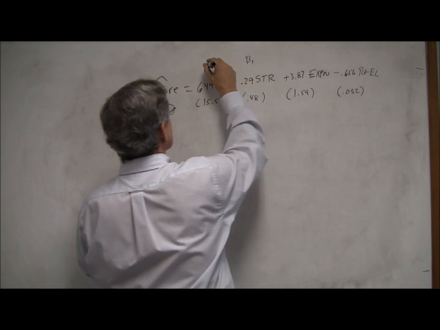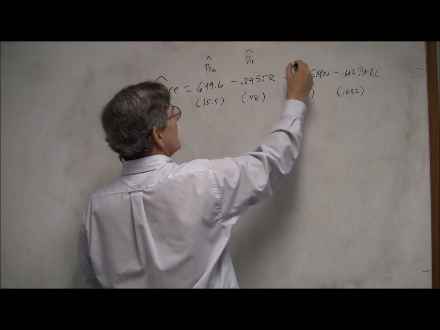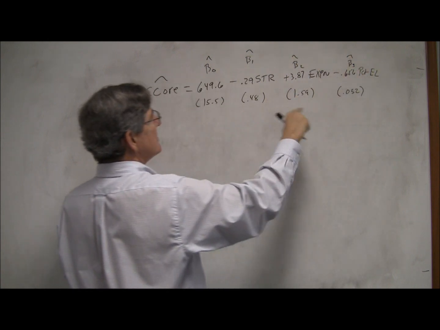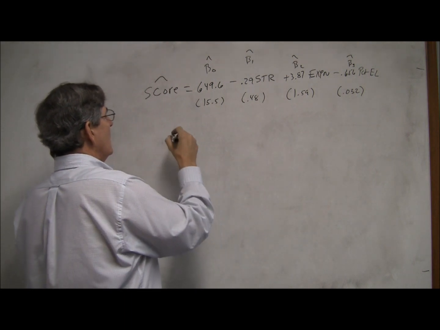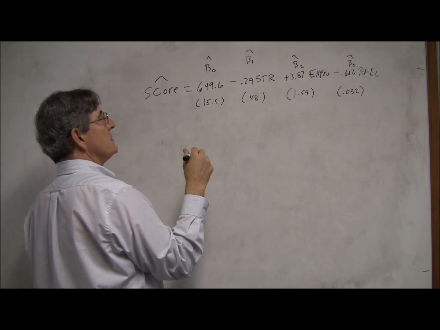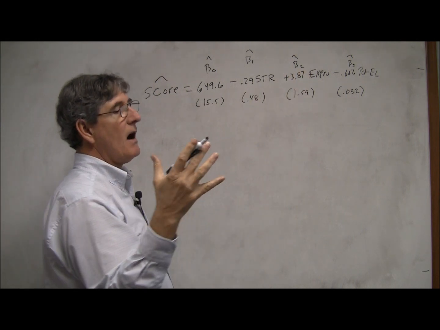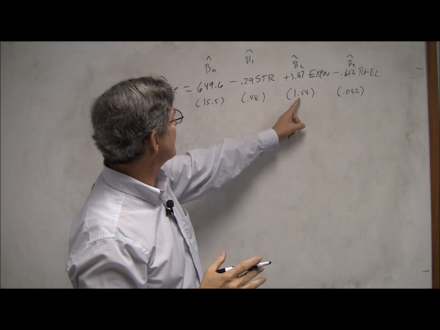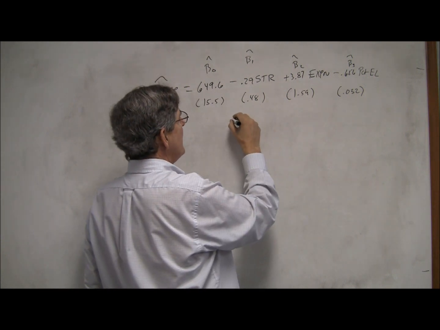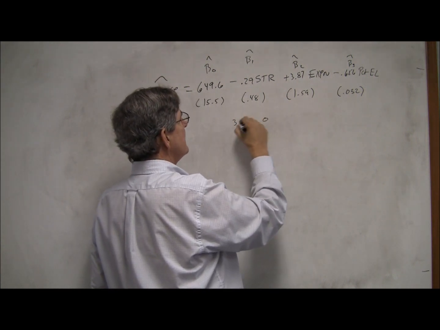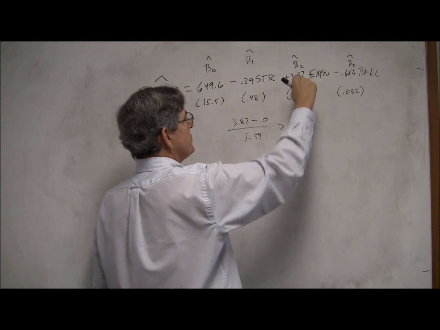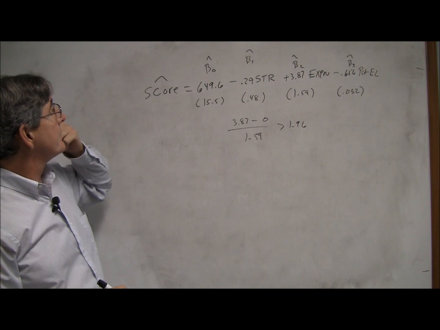This is beta 0 hat, beta 1 hat. This is beta 2 hat and beta 3 hat here, those variables. So the solution to figure out if these things are significant, we need to do a joint hypothesis because individually they may not be significant. This one actually turns out to be significant because 2 times this is less than 1. If I take 3.87 minus 0 over 1.59, that's greater than 1.96. So we would reject that that's 0.